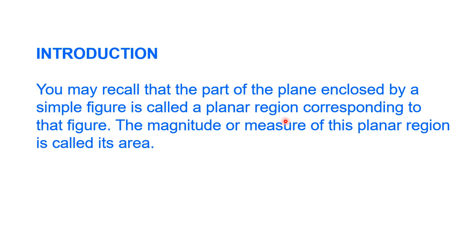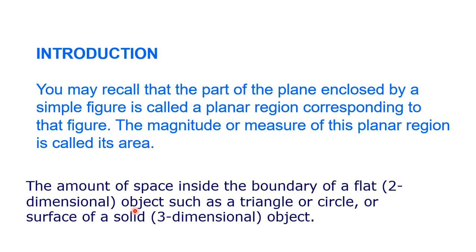We know that the part of a plane enclosed by a simple figure is called a planar region corresponding to that figure. So the magnitude of measure of this planar region is called its area. Now in simple words we can say the amount of space inside the boundary of a flat, that is two-dimensional object, such as triangle, rectangle, square or circle, or surface of a solid, that is three-dimensional object, is known as the area of that figure or object.